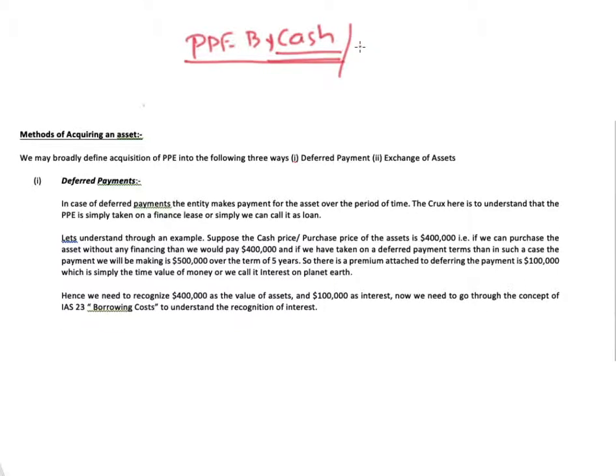Or you can say that I'll pay you after some time, and there is a payable against the property, plant, and equipment, and you acquire the asset. This is the simplest accounting treatment ever on planet Earth.